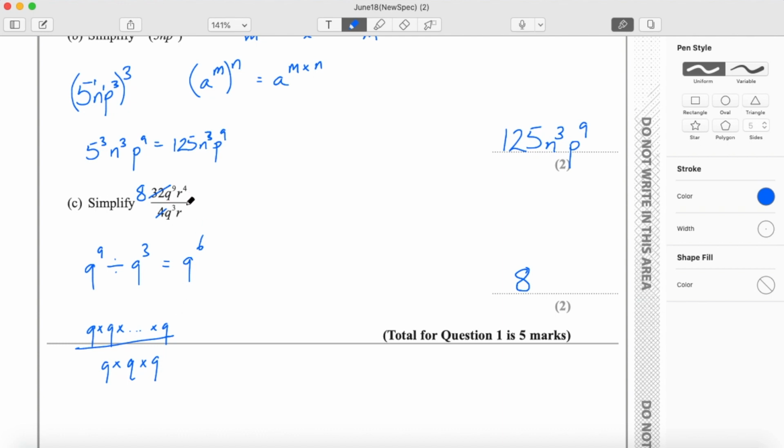Similarly, r to the power 4 divided by r to the power 1 is just r to the power of 3. Because it's just shorthand, any number, let's say a, is actually just a to the power of 1, because it's just a, there's just one of them, whereas a squared is a times a.